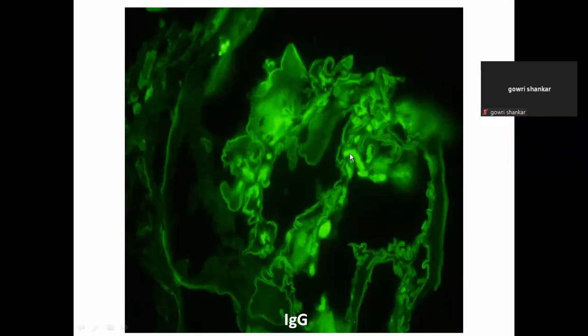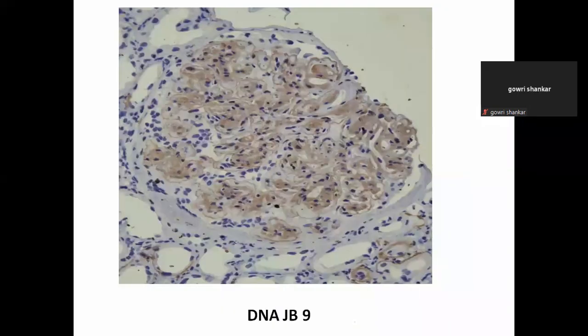So what you can see here is there is some kind of staining. This staining was not like the granular staining that you see in immune complex mediated disease. It was a very smudgy kind of staining. We did a DNAJB9 stain, and DNAJB9 shows brown color staining in the areas of deposition. So what do you think is the diagnosis? You know DNAJB9 is a marker for which pathology?